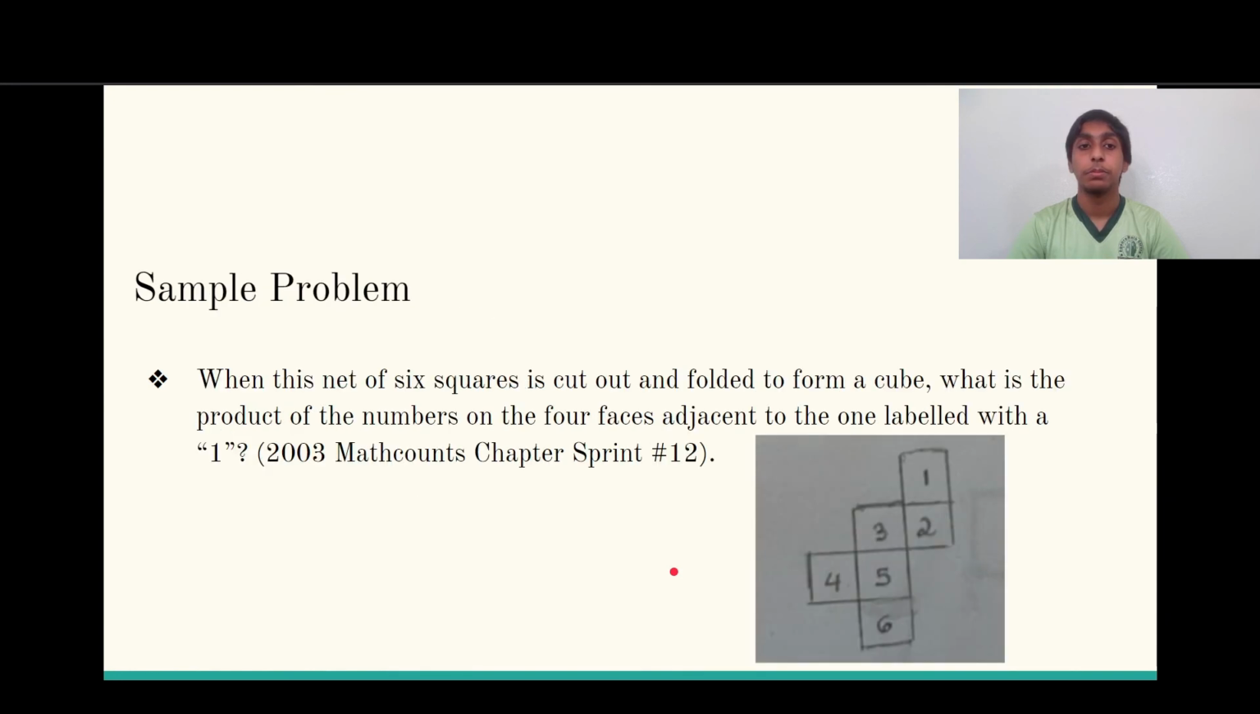Okay. Here's a sound problem. And here, that's basically what I was talking about with drawing out your lines across two square faces. The solution will show how you can visualize this. So when this net of 6 squares is cut out and folded to form a cube, what is the product of the numbers on the 4 faces adjacent to the one labeled with a 1? So this is your face labeled with 1. What are the 4 faces that will be adjacent to it? And what is the product of them?